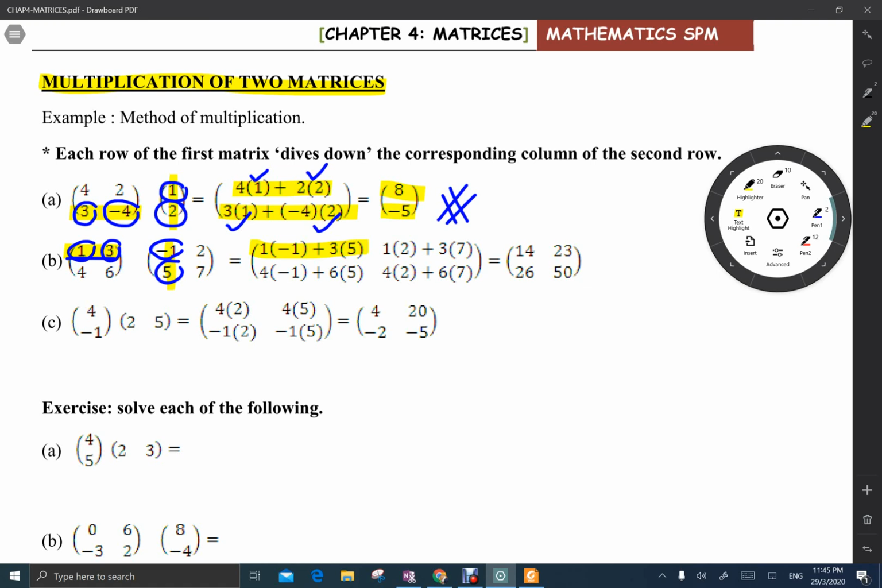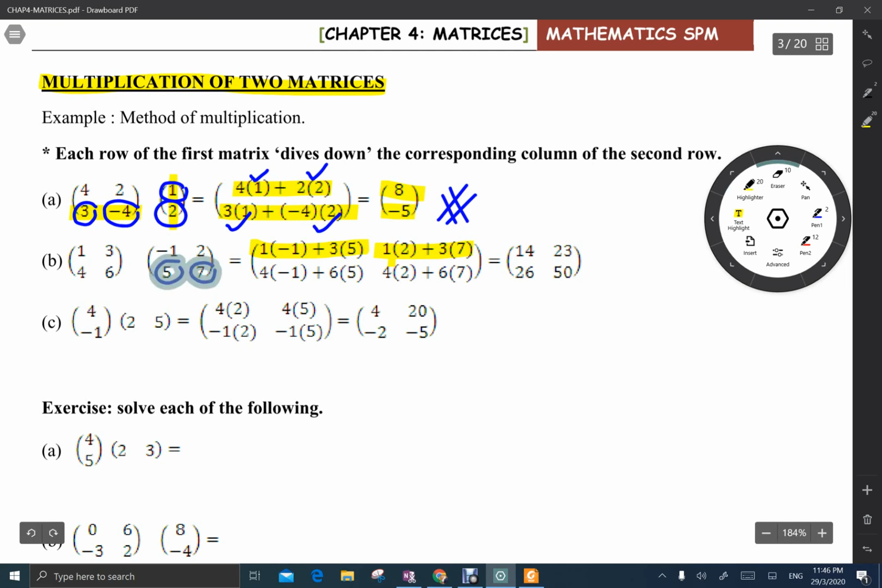Okay, now done. But you look here, matrix yang kedua ini ada dua column. Jadi, so awak kena darab lagi sekali. So, the first row ini darab pula dengan the second column. Okay, 1 times 2 plus 3 times 7. Okay, so we're done with the first row.